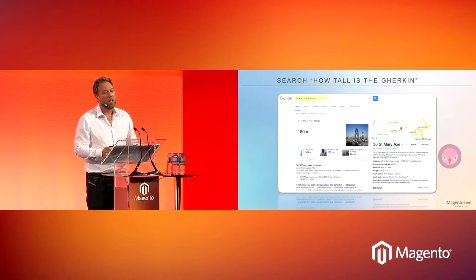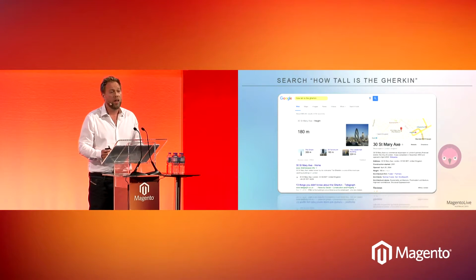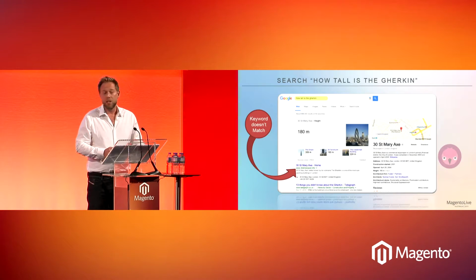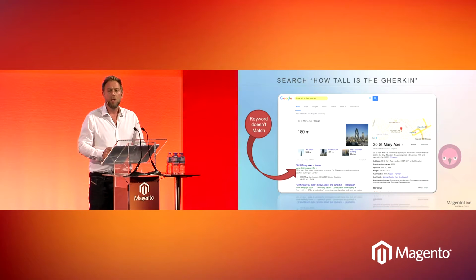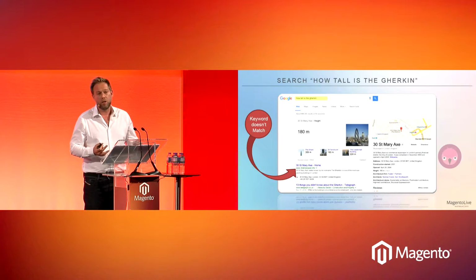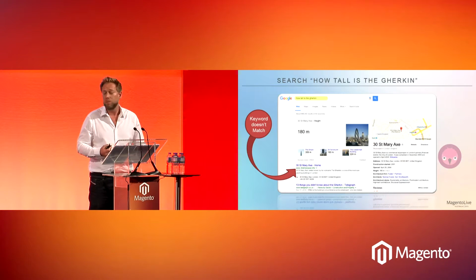So post Hummingbird, I've done a search for how tall is the Gherkin. And for people who don't know, the Gherkin is a tower in the City of London. And the top organic ranking is actually the name of the building, which is 30 St Mary Axe. And it doesn't contain any of the keywords in the search bar whatsoever. Post Hummingbird, it's clever enough to know that the Gherkin means 30 St Mary's Axe, and also the client who resides in that building, which is Swiss RE, also refers to 30 St Mary Axe.